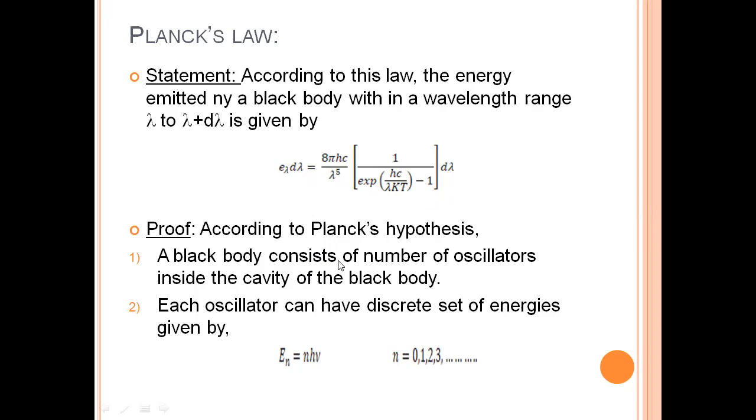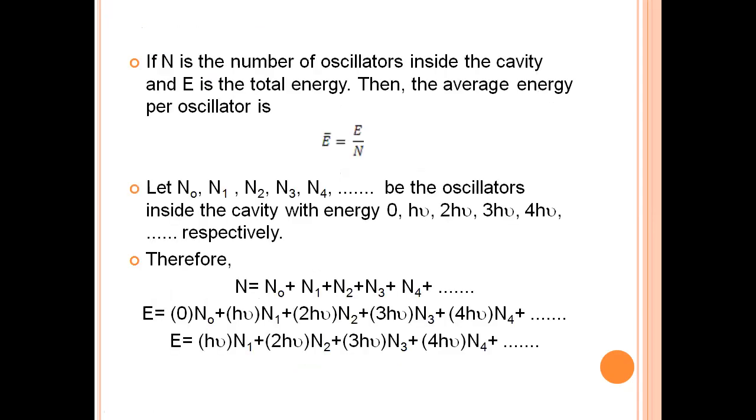According to Planck, he made two assumptions in his hypothesis. One is that the radiation entering the cavity works like an oscillator, and each oscillator can have a discrete set of energies. That is, a black body consists of a number of oscillators inside its cavity, and each oscillator can have a discrete set of energies given by En equals n h nu, where n can be 0, 1, 2, 3, and so on. To derive Planck's law, he considered a black body having a total of n oscillators in it with a total energy of E.